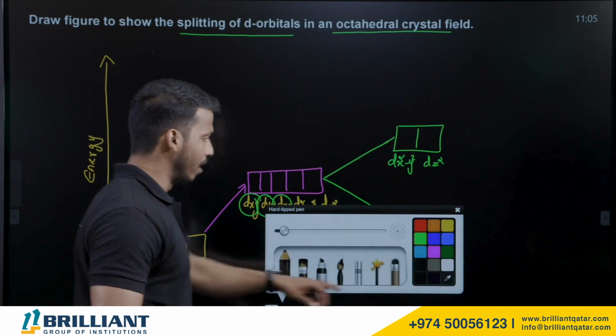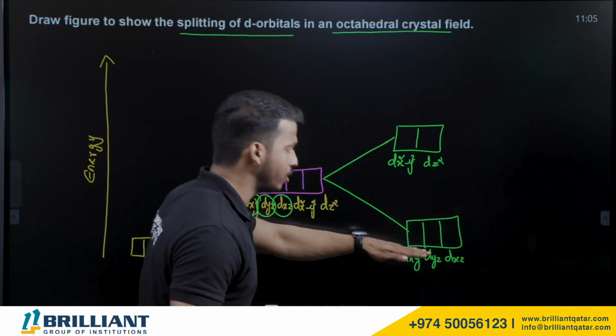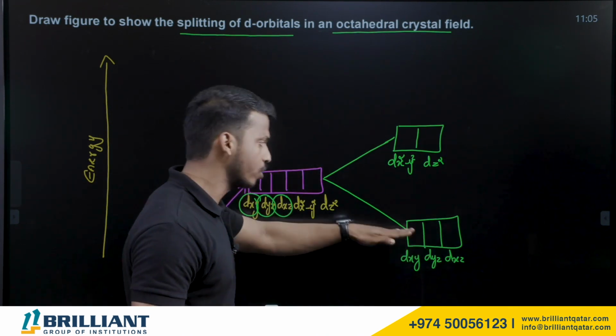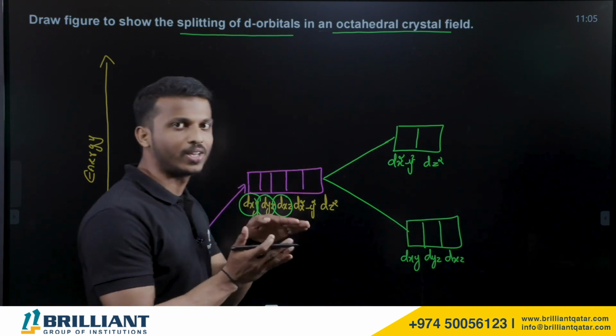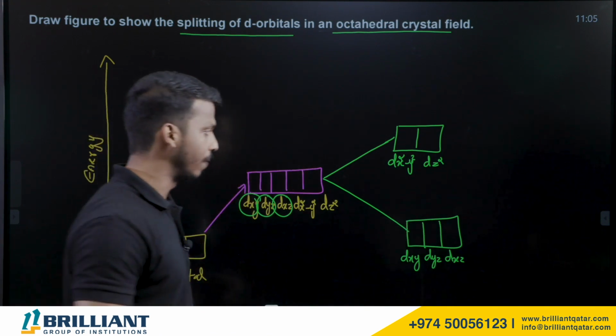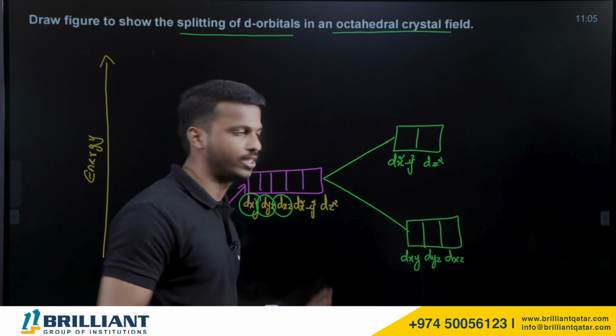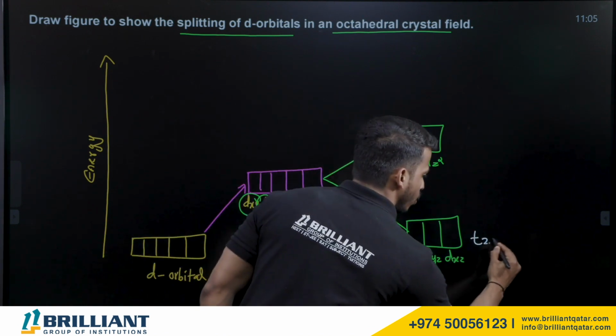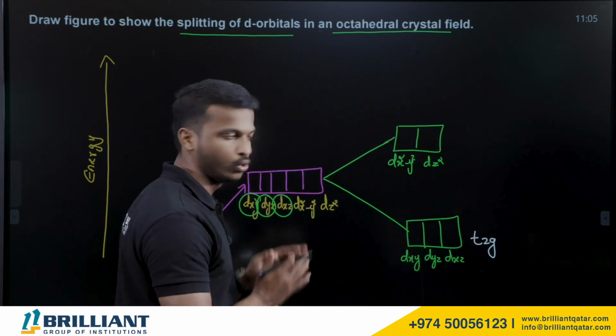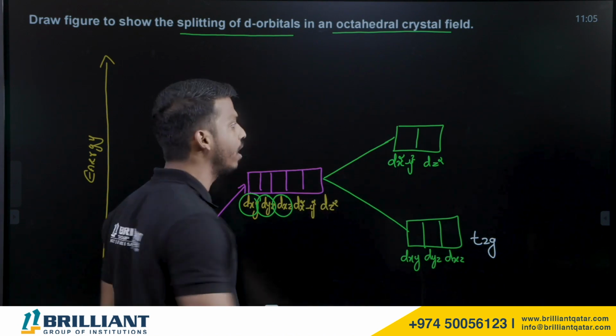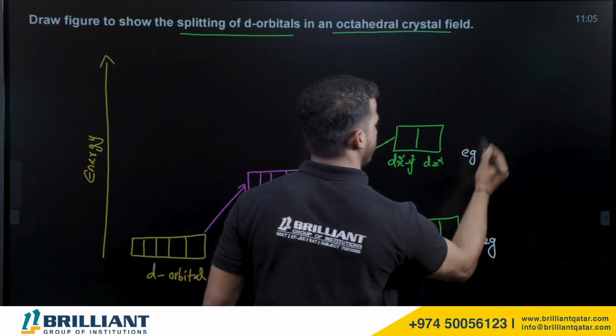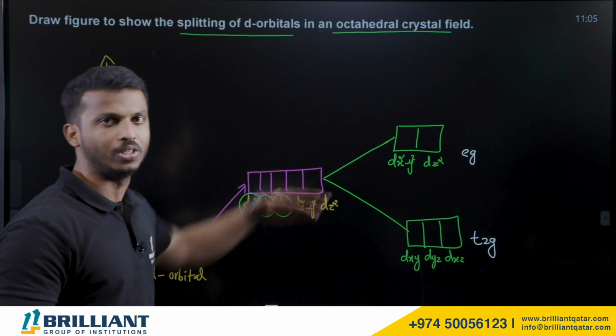The lower level, the set of three, is called triply degenerate, because they have the same energy. Orbitals having the same energy are called degenerate orbitals. These are three, right? So the triply degenerate orbitals are called T2g. This level is called T2g. These three orbitals are called the T2g level, and the upper two levels are called the Eg level, T2g and Eg level.